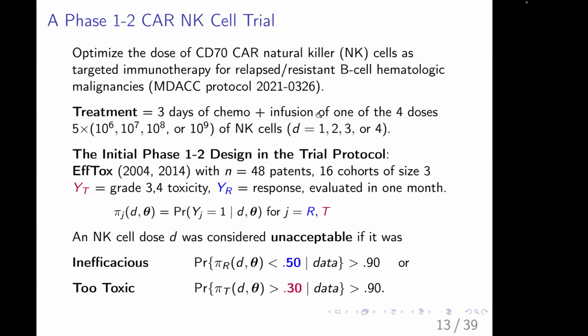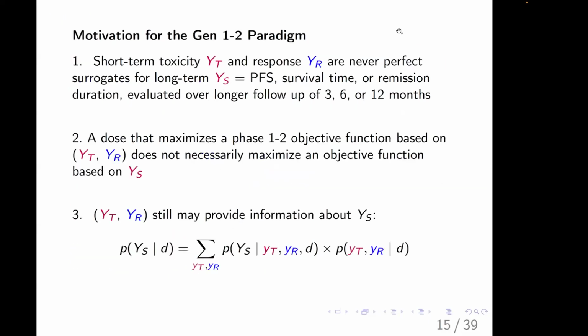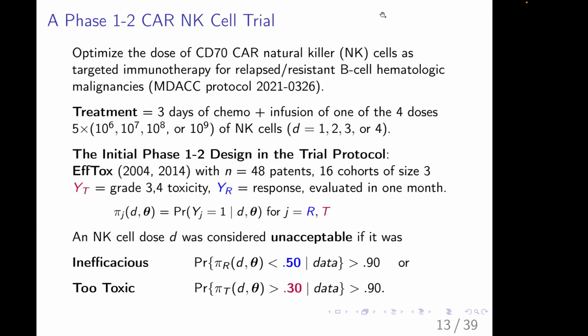So here is a phase 1/2 CAR natural killer cell trial. The goal of this trial, which is still ongoing, is to optimize the dose of CD70 chimeric antigen receptor natural killer cells as targeted immunotherapy for relapsed or resistant B-cell hematological malignancies. And so you see the protocol was cooked up 4 years ago, and it's been amended so many times I've lost count. So the treatment is 3 days of chemo plus infusion of 1 of 4 doses of the NK cells. So it's 5 times 10 to the 6 or 5 times 10 to the 7 or so on. And let's denote them by doses 1 through 4.